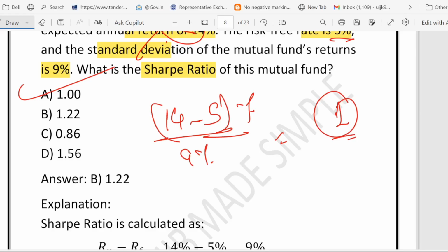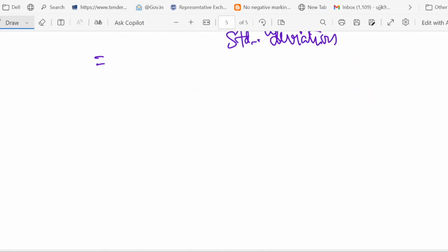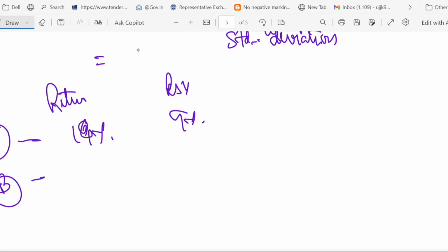Let me explain using one example. So friends, you can think of it like this. Imagine that there are two mutual funds. So this is mutual fund number A. Its return is 14%, and risk is, suppose, 9%. And this is mutual fund number B. The return is 11% and risk is 4%.